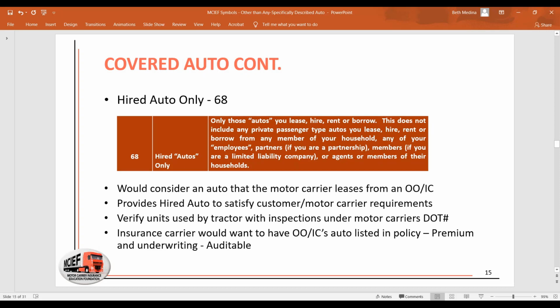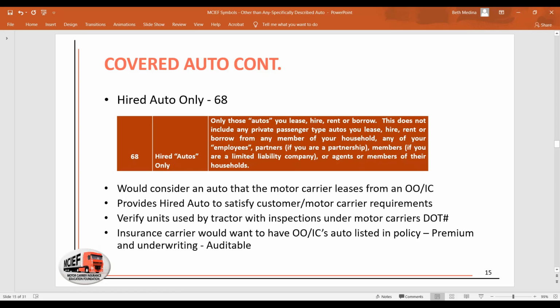What we're going to talk about here, after we go through the basic symbols, is hired auto coverage. This is symbol 68 in the motor carrier's coverage form, symbol 8 in the business auto form. Hired autos only: only those autos you lease, hire, rent, or borrow. This does not include any private passenger type autos you lease, hire, or borrow from a member of your household, any of your employees, partners if you are a partnership, members if you are a limited liability company, or agents, or members of their household. So we're talking here about the commercial vehicles that are leased, rented, or borrowed from the public. An auto that the motor carrier leases from an owner operator would be the main exposure that we have here.